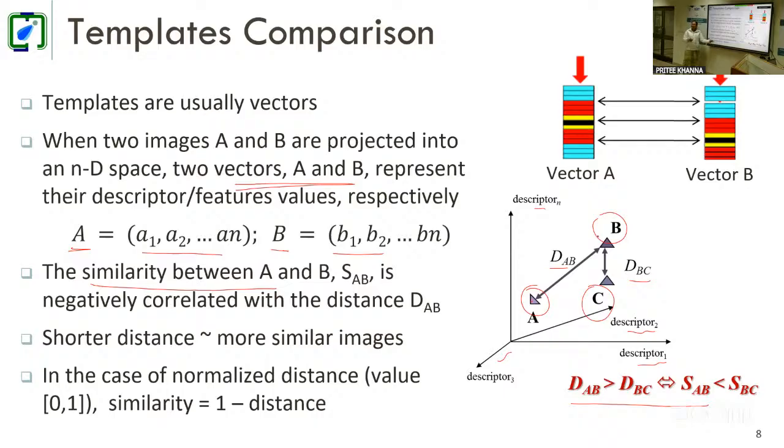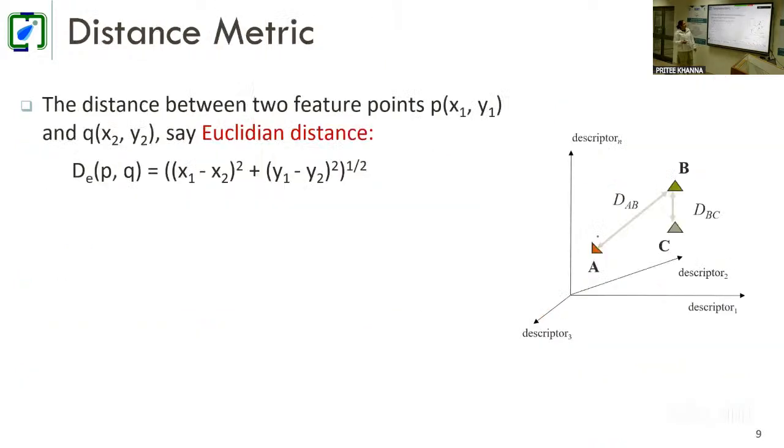We can say that similarity is 1 minus distance. So this is the concept. Now, how do we calculate distance? Euclidean distance is the simplest thing; we all know about it. For two points P and Q in two dimensions, this is how we calculate Euclidean distance. Just expand it for n dimensions.